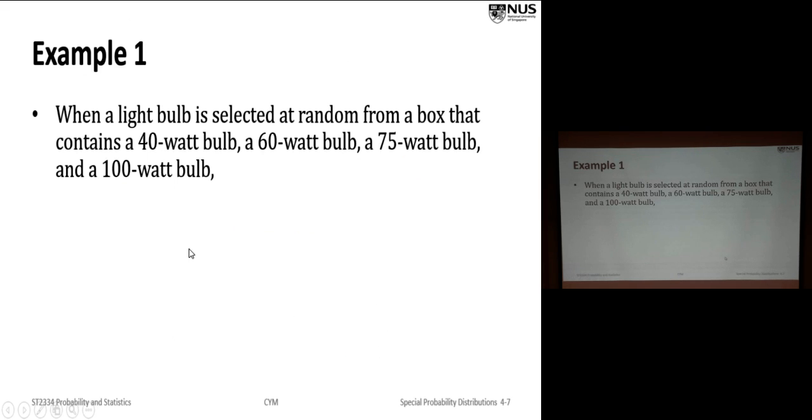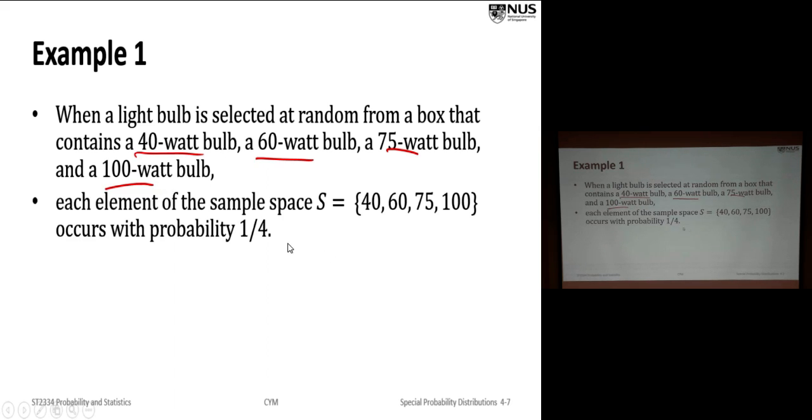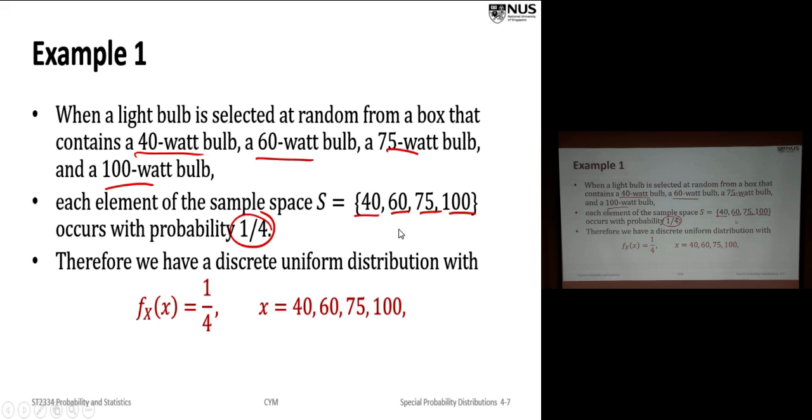So here's an example. We have 4 light bulbs, and I select one from them. The probability is equal for each light bulb, so it's 1/4 for each value. All right, so this is the probability function, and you can work out the expectation and the variance. But in this case, there's not too much meaning.